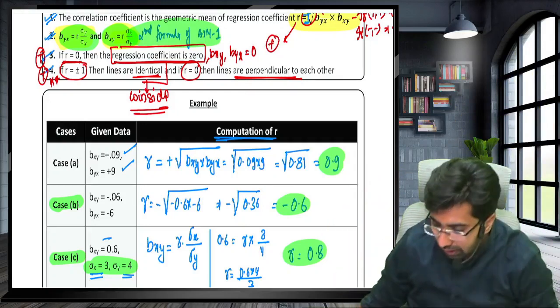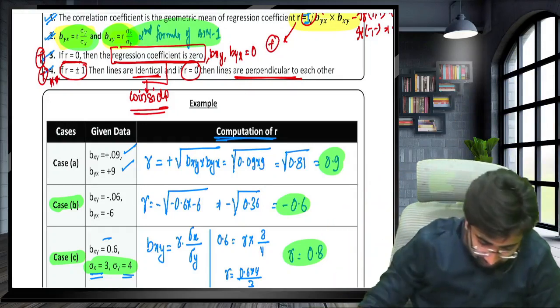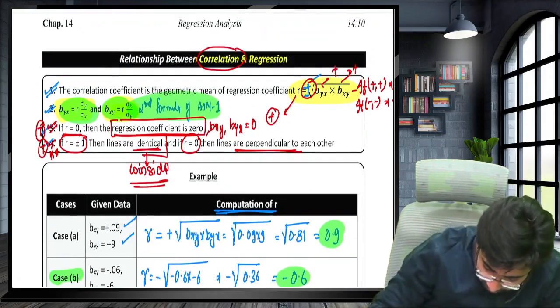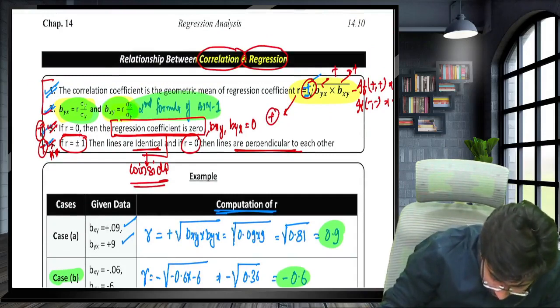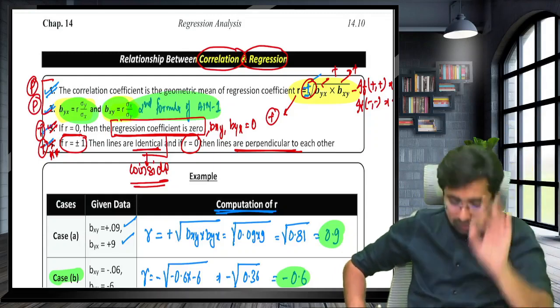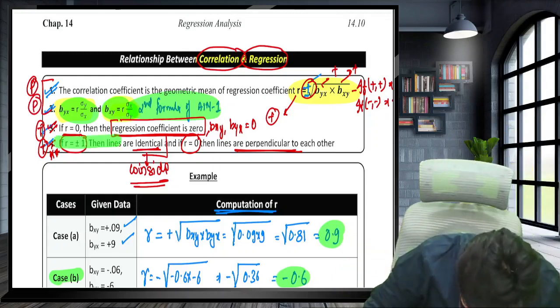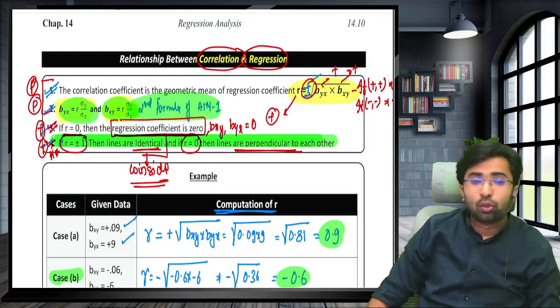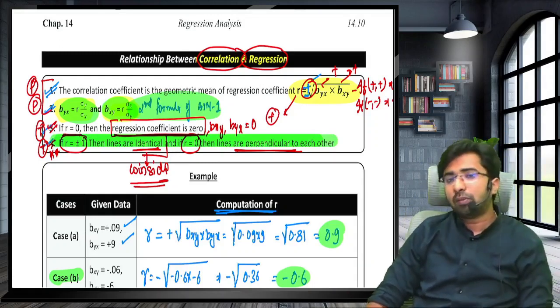Okay, guys, is this point clear? So here we end up with the relationship between correlation and regression. Two points are practical formulas, and two points are theoretical questions. So you can expect a theory based question, and I'm writing this very important point. The last line is very important, so don't forget to remember it.